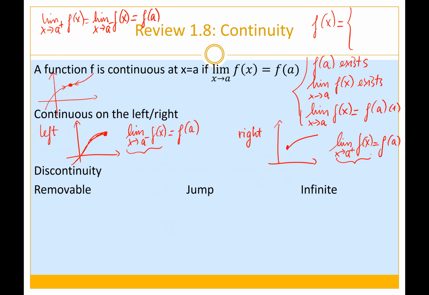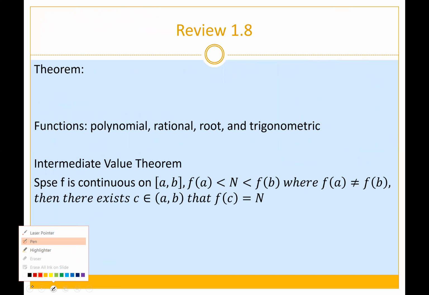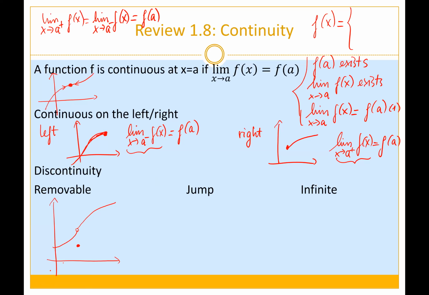A removable discontinuity basically looks like this on the graph. You have a curve which is smooth everywhere except at a point, and the value at that point actually lies somewhere else. In calculus, this translates into the fact that the limit of x approaching a of f(x) is not equal to f(a) itself.